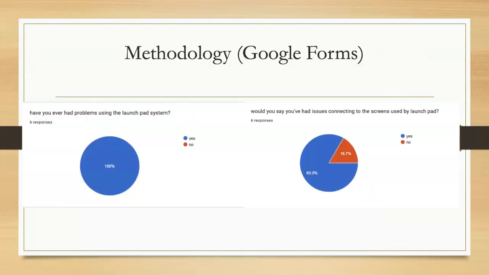To further use methodology, I use general observation and Google Forms in my survey and gather data to then solve what the solution for this problem area is, and how the solution can work long term, not just short term. The first question I asked was, have you ever had problems using the Launchpad system? And the second question I had asked was, would you say you've had issues connecting to the screens used by Launchpad?